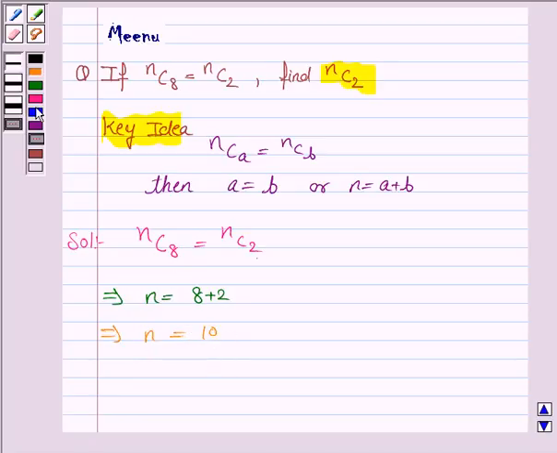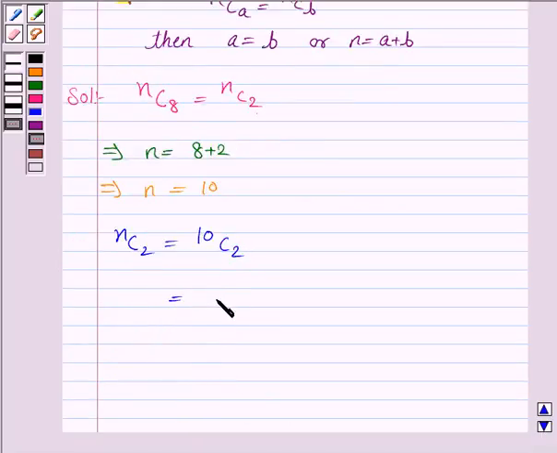Now we have to find nC2. And here n is 10, so we have to find 10C2, and it is given by 10 factorial upon 2 factorial into (10 minus 2) factorial, which is again equal to 10 factorial upon 2 factorial into 8 factorial.